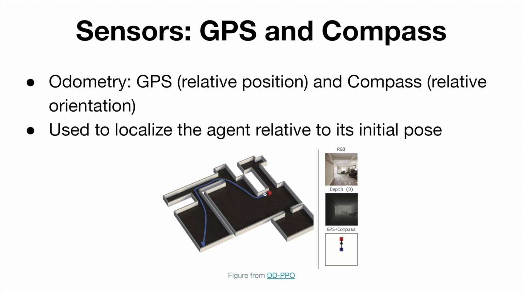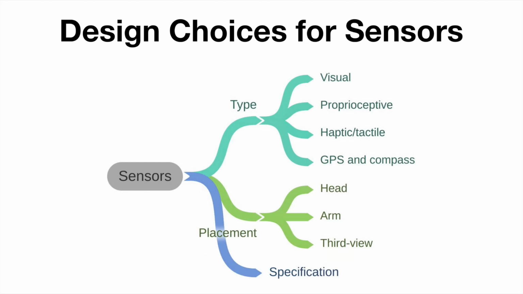GPS and compass are widely used in navigation tasks to provide ego motion information. They enable the agent to localize itself relative to its initial pose. We summarize design choices for sensors here. We have briefly discussed the types and placement. In addition, specification is taken into consideration sometimes as well. An example is the camera resolution.